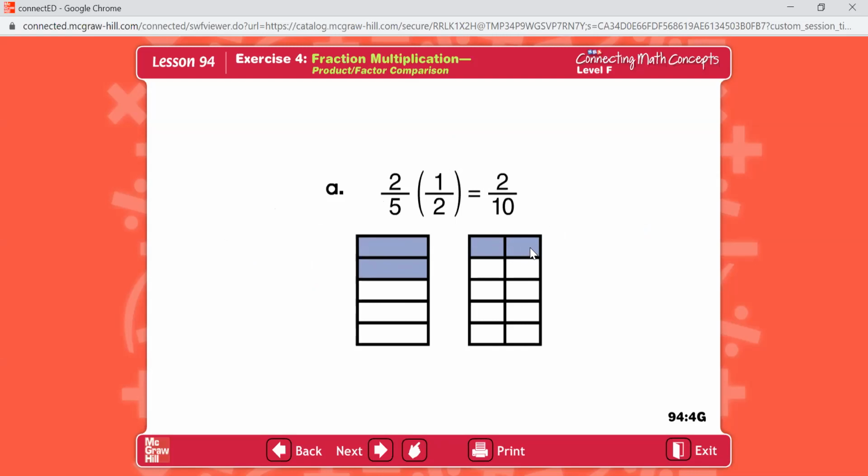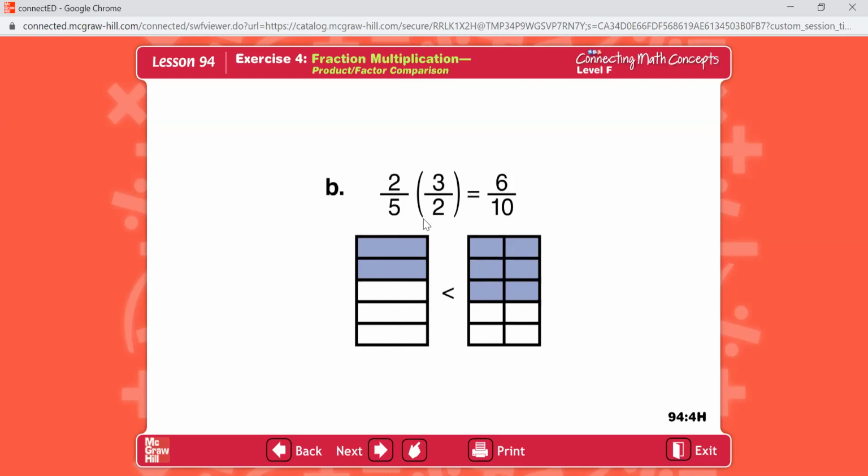Problem B. 2/5 times 3/2. What is 2/5 times 3/2? 2/5 times 3/2 equals 6/10. So show that in and show me which is greater with the alligator mouth. Problem B should look like this. 2/5 is less than 6/10.